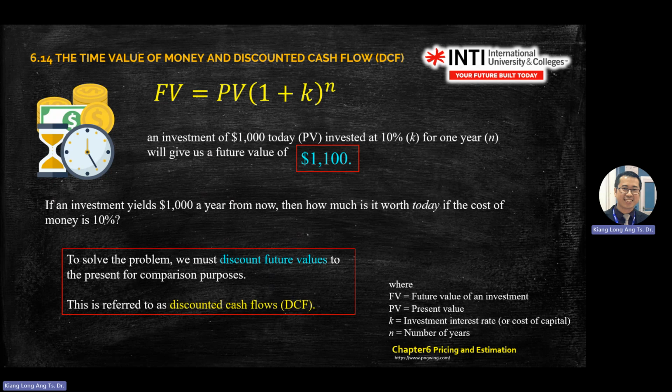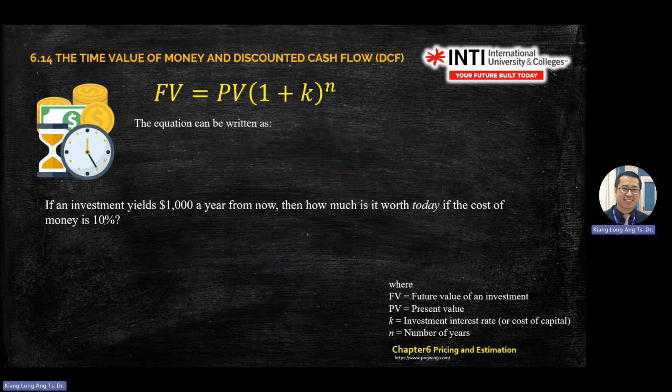Okay. So to solve these problems, we must discount future values to present. This is called discounted cash flow, DCF. So you can rearrange whichever the question asks you. There are 4 parameters in this equation: future value, present value, investment interest rate or cost of capital, and the number of years. The question can ask you any of these 4 parameters.